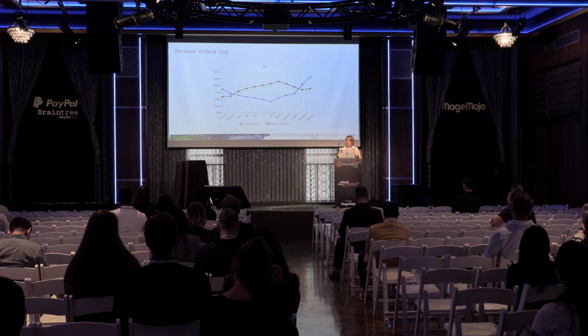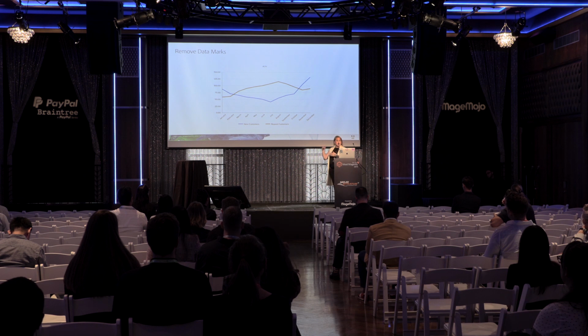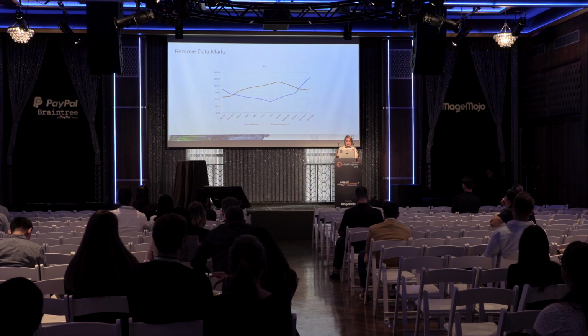Next, we can remove these vertical grid lines because we don't really need them. Our eyes can do it for us pretty much. We can also remove these data markers because, again, they're not helping us out that much, and by removing them, it makes the lines and their interaction a lot more obvious.